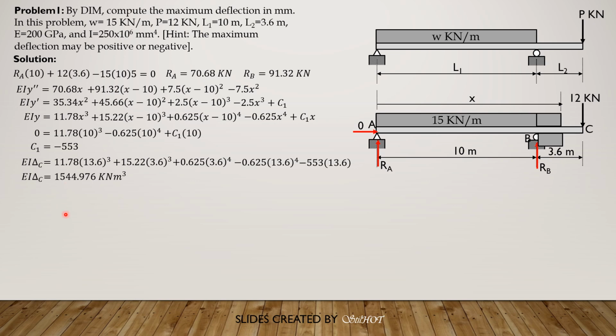Let's compute delta C in mm. So we convert kilonewton meter cubed to Newton mm cubed by multiplying this by 1000 to the fourth.